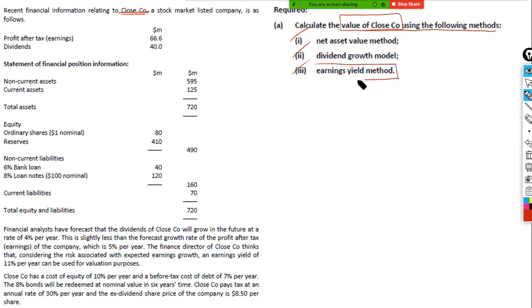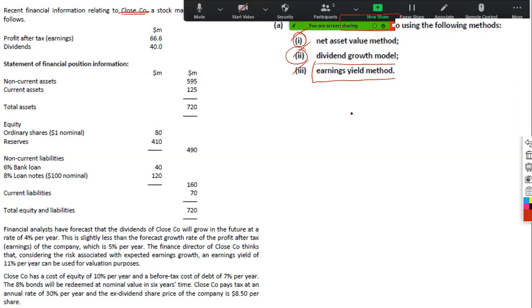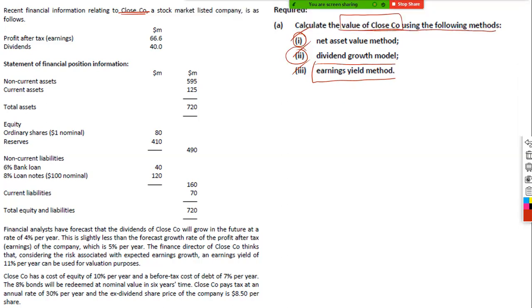I'll describe this method to you. I haven't taught this method as yet, but at least do the first two, one and two. Do the first two. Try. I'm giving you 5 minutes for this. Try this question.